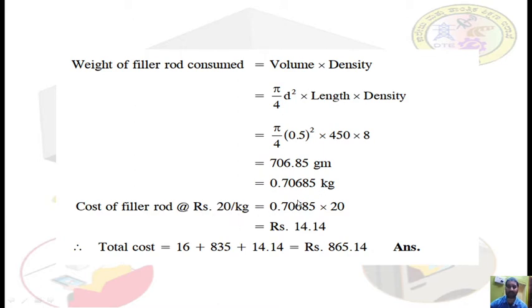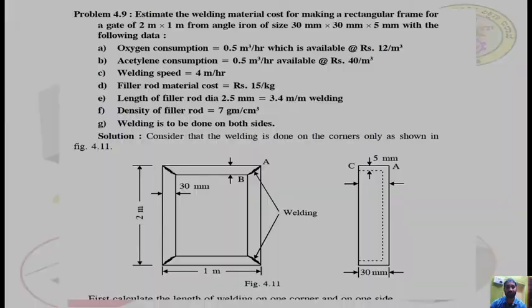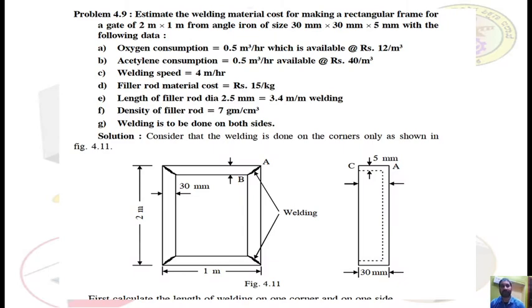So we don't require 1 kg, which is less than rupees 20. Then multiply this 0.7068 into 20, that is 14.14. This is the cost that has to be paid for the filler rod. So add all the expenses, the expense of oxygen, the expense of acetylene, the expense of the filler rod, that will give you the total cost of material, that is 865.14. That is the total answer. Next, move on to the next problem.